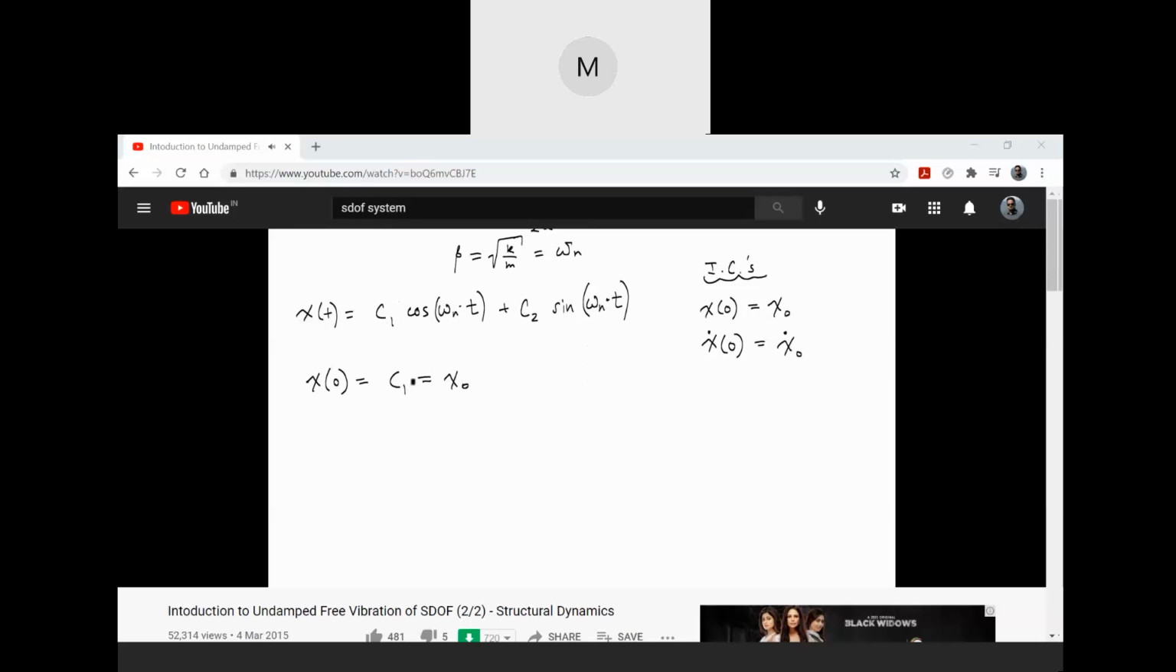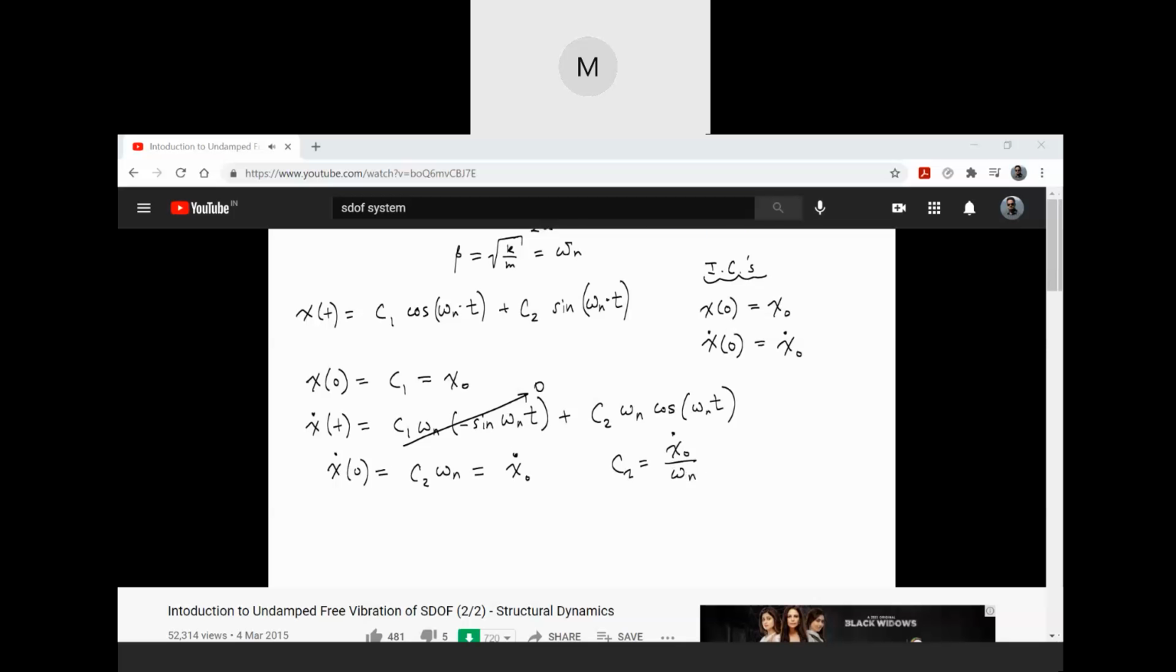So we have a solution for constant c1. Then if I take the time derivative of this equation right here, x dot of t is going to be c1 omega n negative sine omega n t plus c2 omega n cosine omega n t. And again, if I solve for x dot, or the velocity at 0, this whole first term is 0, and I would end up with c2 omega n cosine of 0, which is 1, equal to x dot of 0, or the initial velocity. And this would tell me that c2 is equal to the initial velocity divided by omega n.